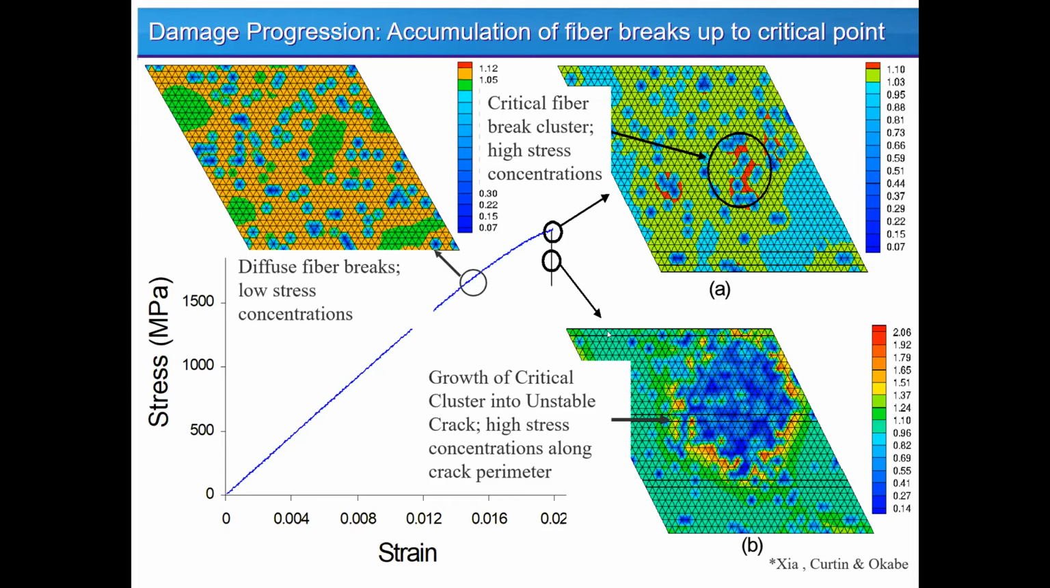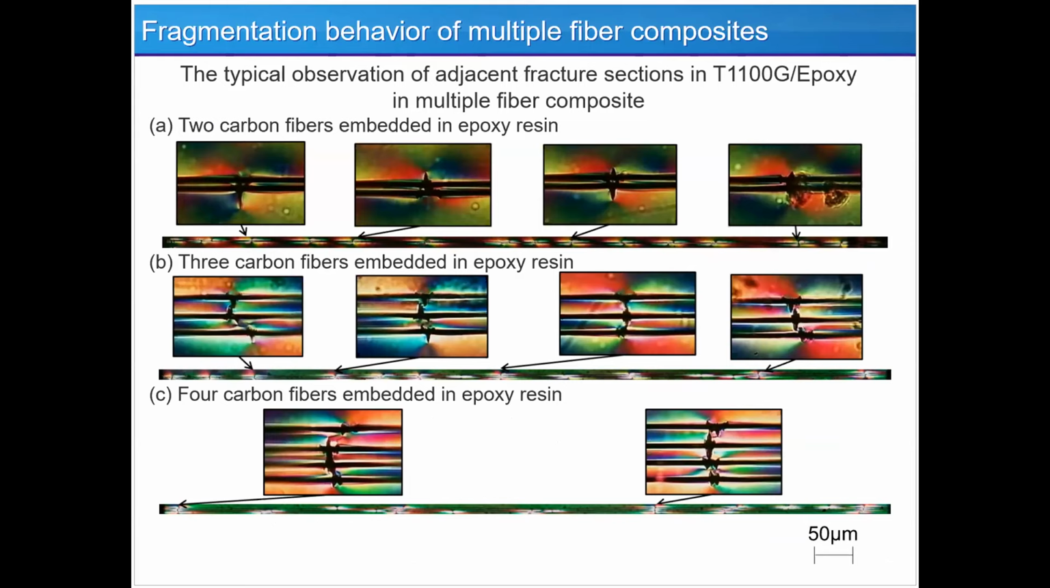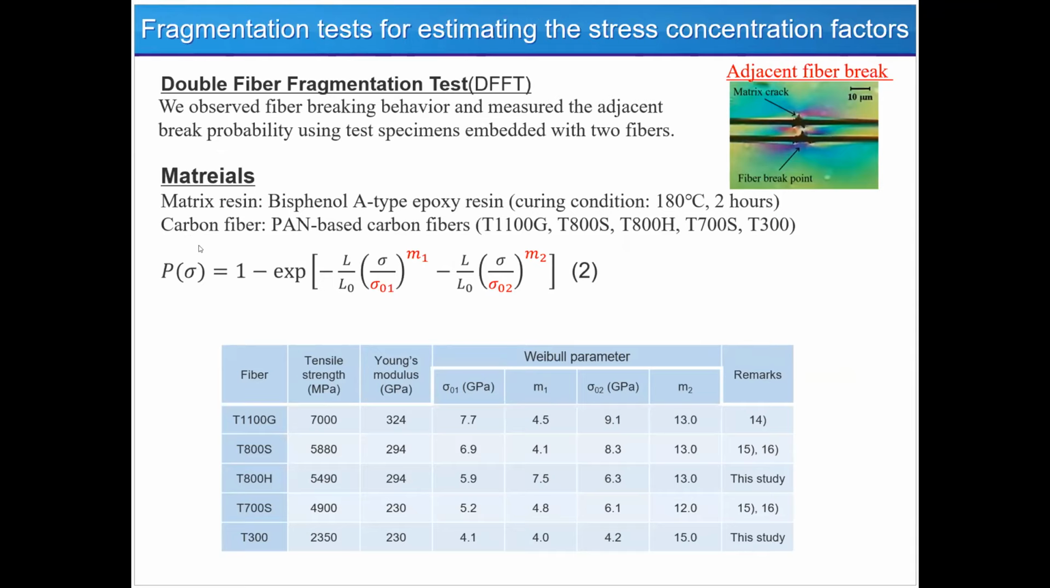So then I investigated the reason why simulation overestimates the tensile strength using a multiple fiber composite. As you can see, the matrix cracks occur and propagate from the fiber breaking point, causing the adjacent fibers to fail. So therefore, I tried to experimentally investigate how much stress concentration occurs using the double fiber fragmentation test.